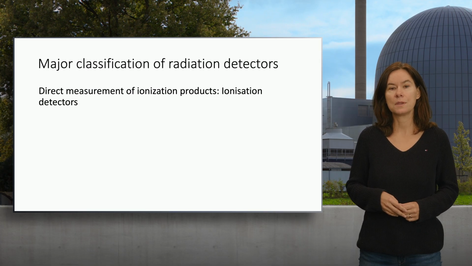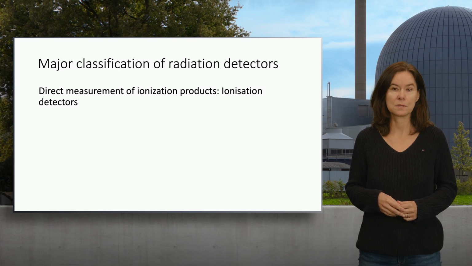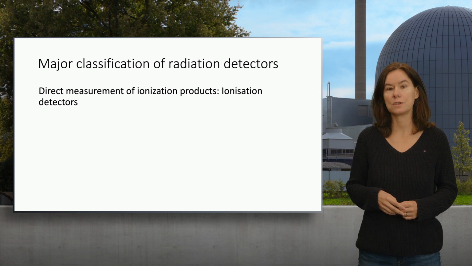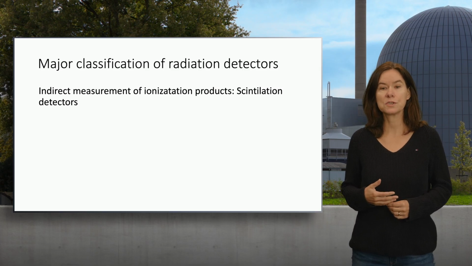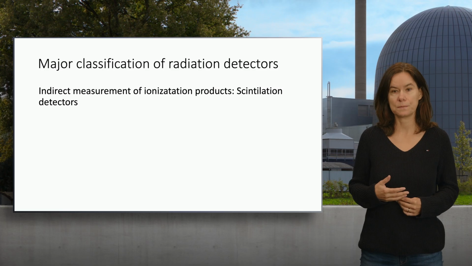But before we get into that, let's start with the basics. Detection of radiation can be direct by measuring the ionization products such as ionized atoms. An example of direct detectors are the so-called ionization detectors. In some cases, we need to indirectly measure ionization products by converting them to something that is easy to measure. An example of detectors that make use of indirect measurement are scintillation detectors. I will now explain how both detection approaches work, starting with direct measurements.